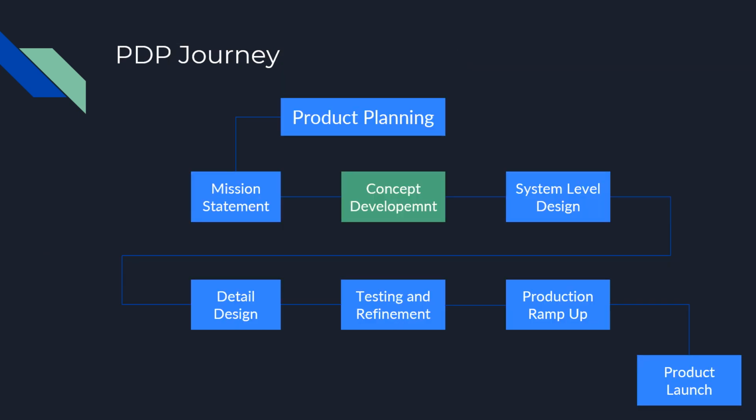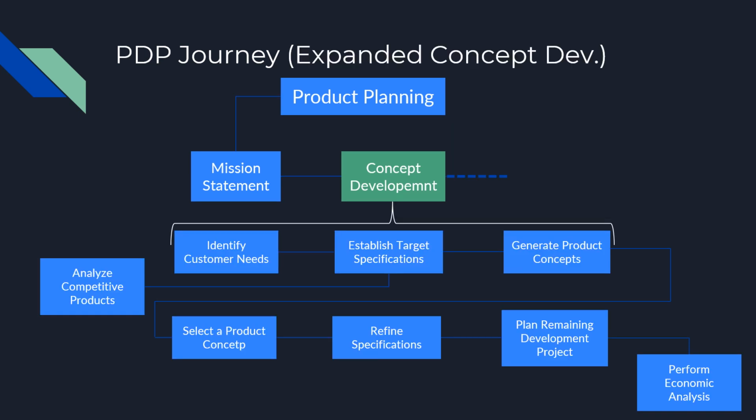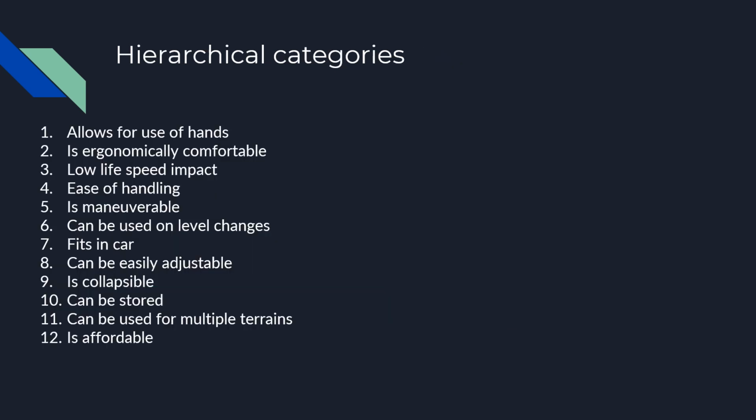Next up was concept development. Concept development was by far the largest part of the process and broken down into many sub-steps. Now we'll go through the flow for concept development, starting with identifying customer needs. After brainstorming as a team to come up with ideas, we also conducted interviews with customers to get firsthand feedback from individuals who actually use crutches. We compiled the data and created the hierarchical category list below.